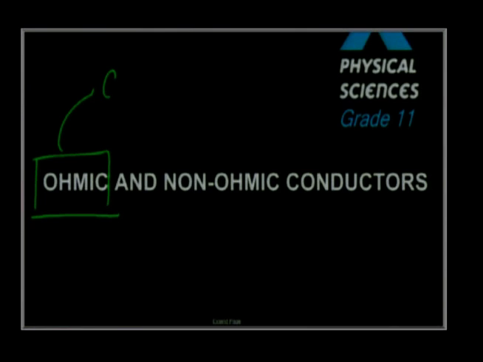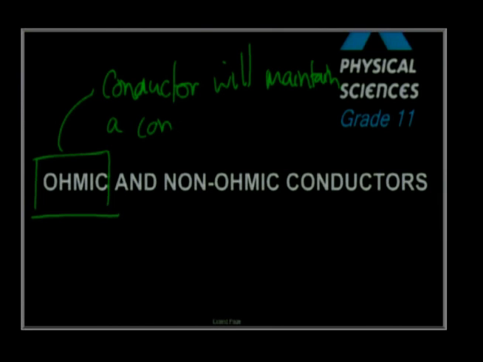So the conductor will maintain a constant temperature. Okay, let's just get clarity on this. If I'm talking about the element in my oven, or the stove plate, or the kettle, those would be ohmic conductors, because as they heat up, except for the kettle, the temperature stays constant once it has reached a specific temperature, and the resistance for that element stays the same.